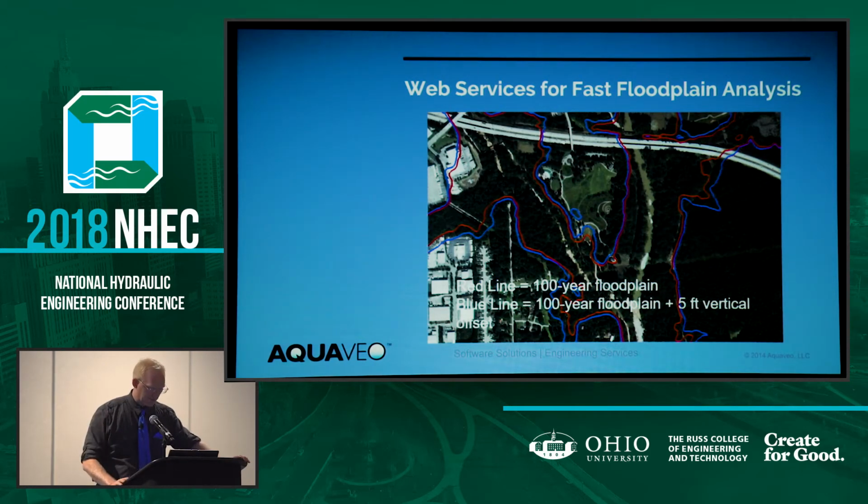So here's an example of this being performed. My colleague just pulls this right off of the web services, drags a line, and it pulls in the red value, which is the 100-year floodplain, and then he added a 5-foot vertical offset and gave us a 100-year floodplain with a little bit of a freeboard, a 5-foot vertical offset on it.